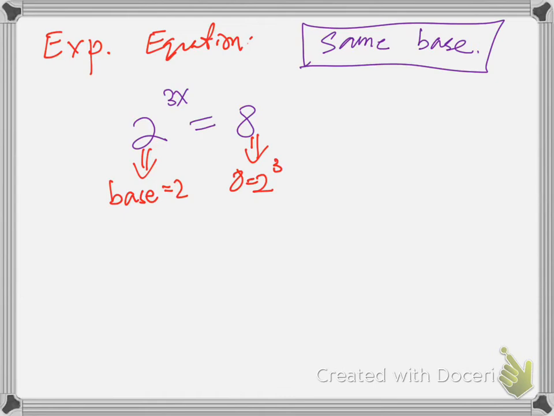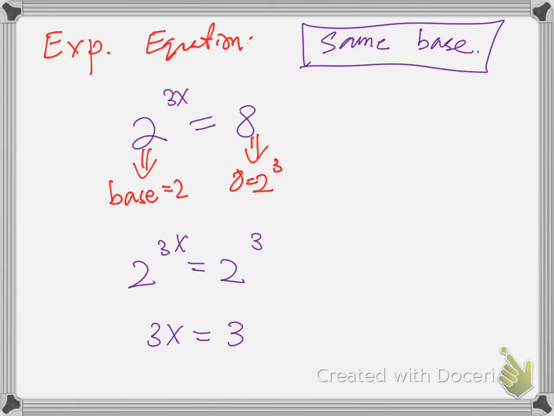So we get a new equation: 2 to the 3x is 2 cubed. So that's our step 1, change to the same base. And then what? Drop the base. So we get 3x is 3.